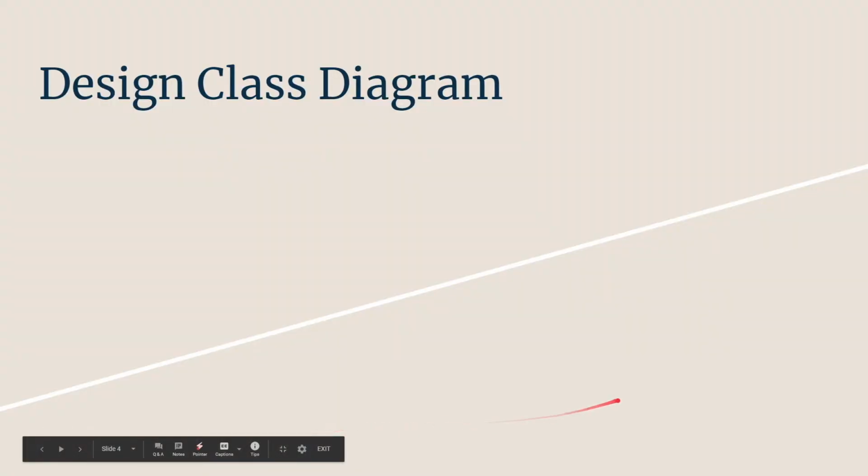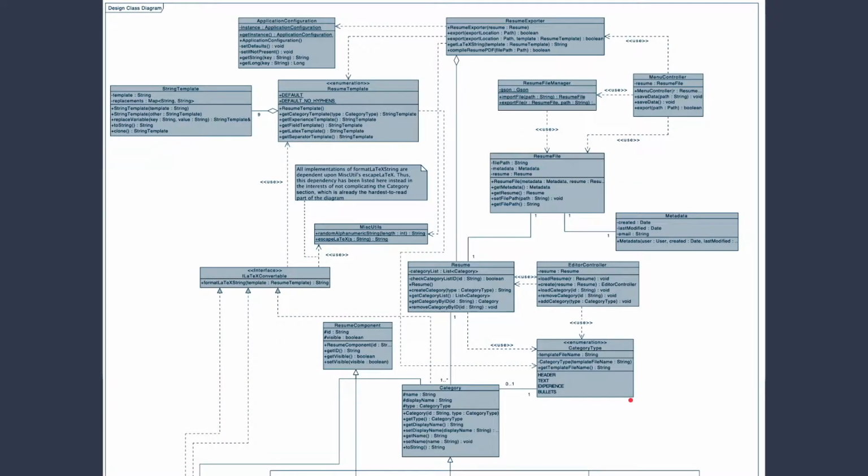Alright, now we're going to take a brief moment to talk about the design class diagram. So, it's going to look very overwhelming, but I'm just going to give a brief overview real quick. There's three main categories of classes that we have. On the top here is everything related to importing a resume from a file and exporting it back to either a data file, how we store the resume on the file system, or into a PDF version.